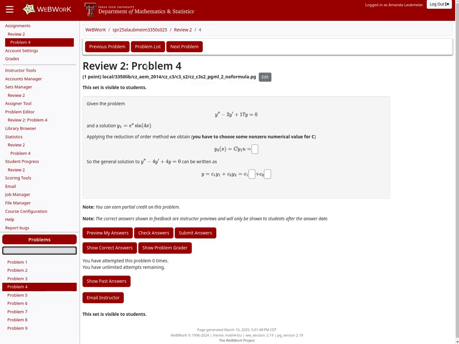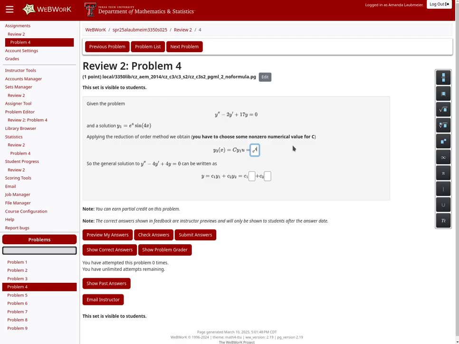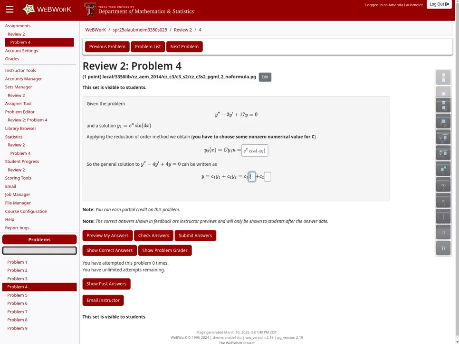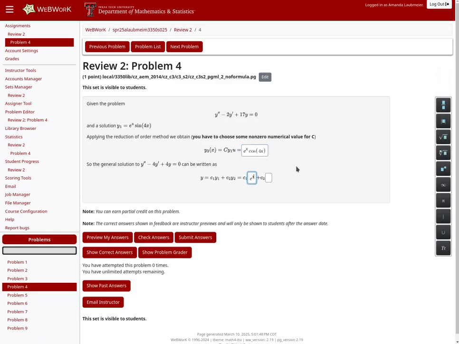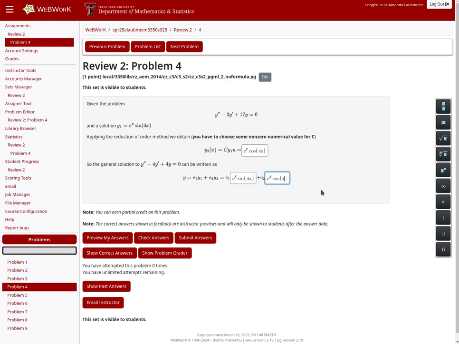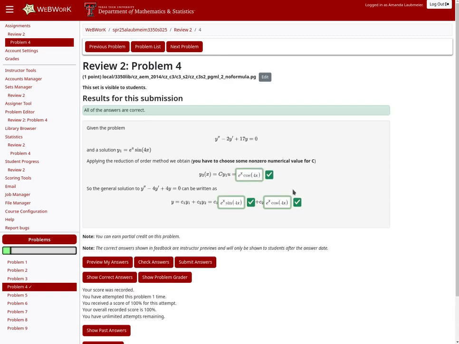So let's make sure I got that right. Here I just put my y2, so e to the x cosine 4x. And here I do the two things. I better make sure to preserve their order here. So y1 was sine 4x. Okay. And that's right. So we finished the problem.